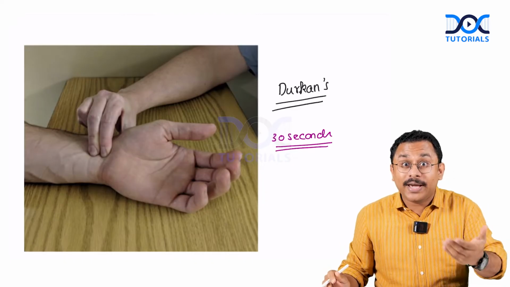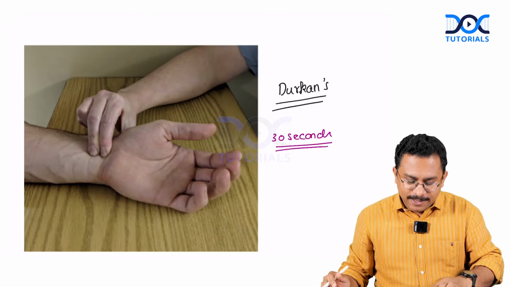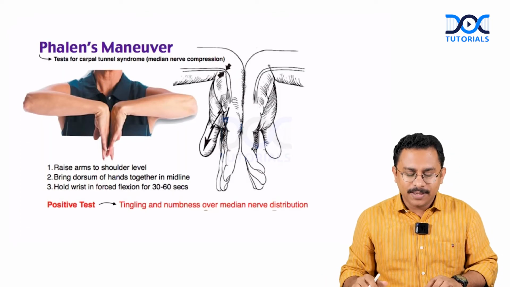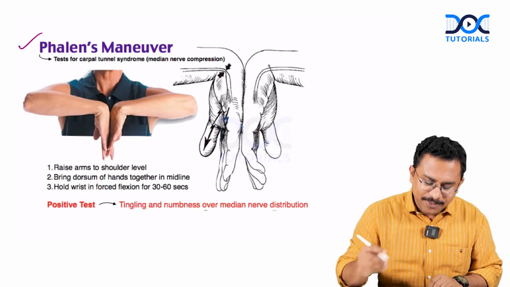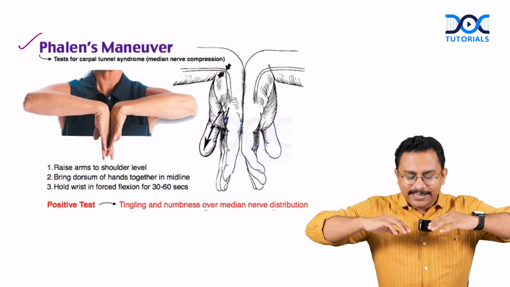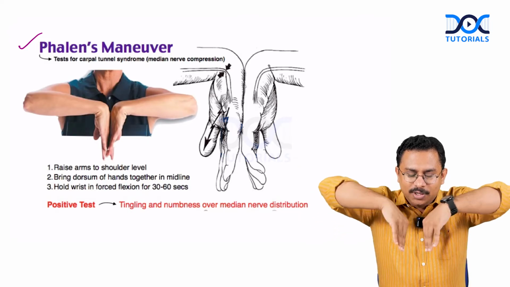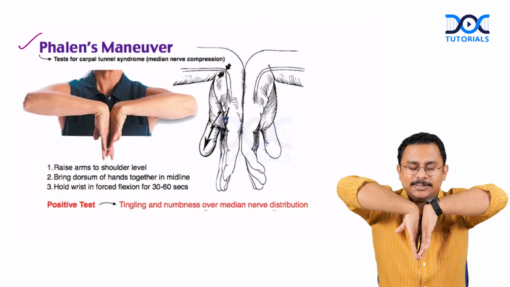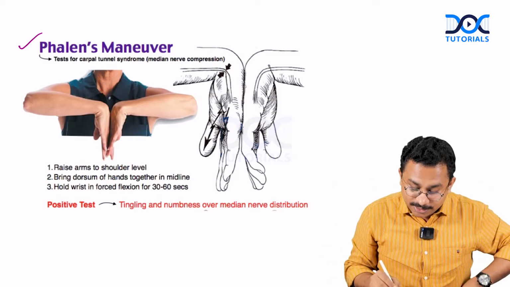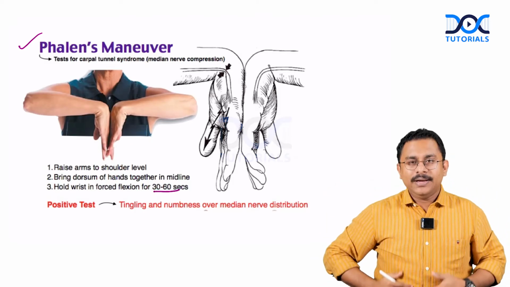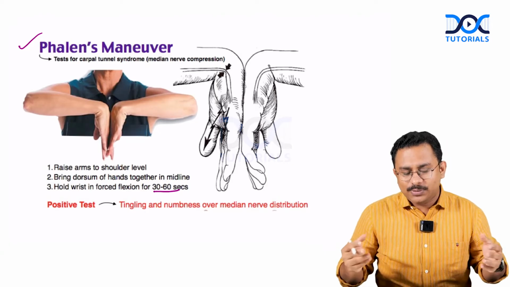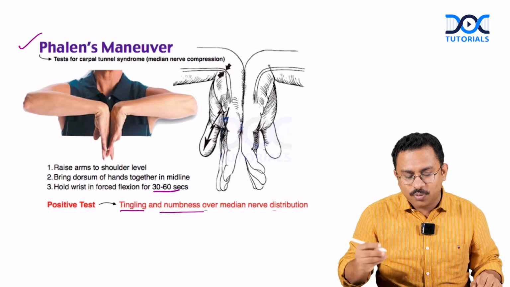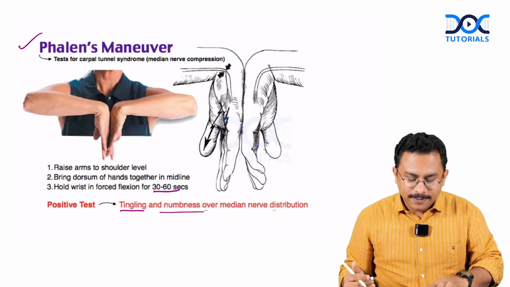Okay, so it's a provocative test, it's Durkan's test. And there are other provocative tests. One is Fallon's test. In Fallon's test, you can see that the arms are raised to the shoulder level and the dorsum of the hands are brought to the midline, and you keep this posture for around 30 to 60 seconds. This is also a provocative test which will compress the median nerve, and the patient will get sensory symptoms over the median nerve distribution.